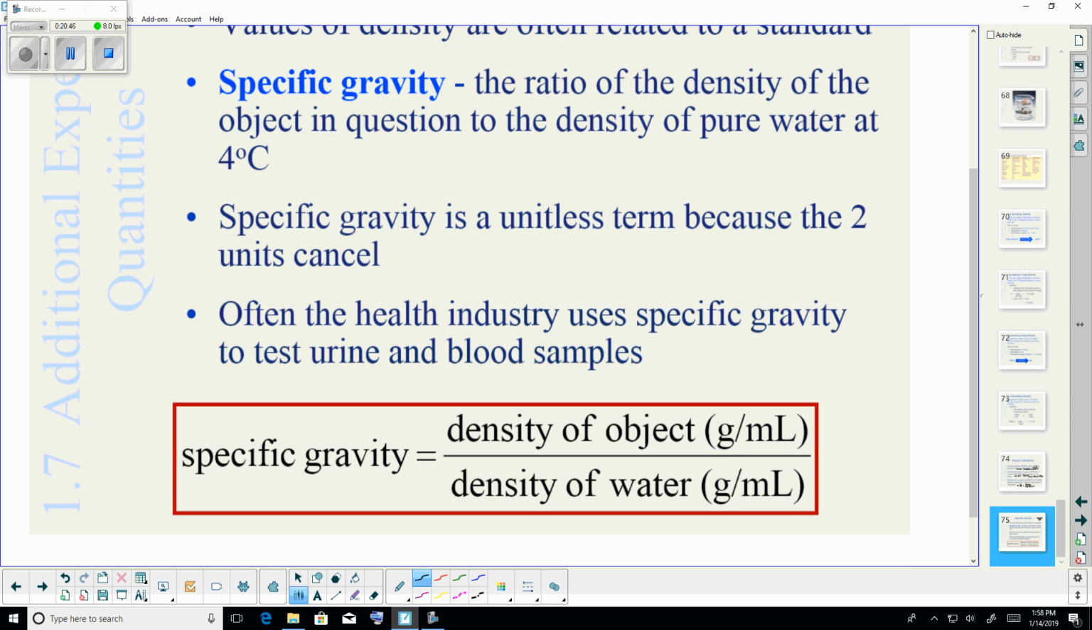So that's often used, like it says there, in the health industry to test urine and blood samples. So when you go in for your physical, and you pee in the cup, and you get your results back, they have a specific gravity listed there, with a normal range in which it should fall. And if you have some kind of disease or organ injury, and let's say you're excreting excess protein, your specific gravity is going to go up. So if it exceeds that level, they know something's wrong. Or if it's below that level, something's wrong.